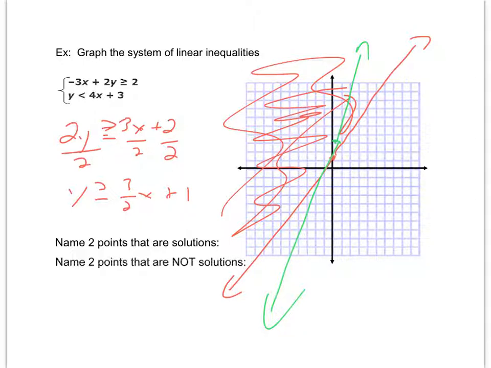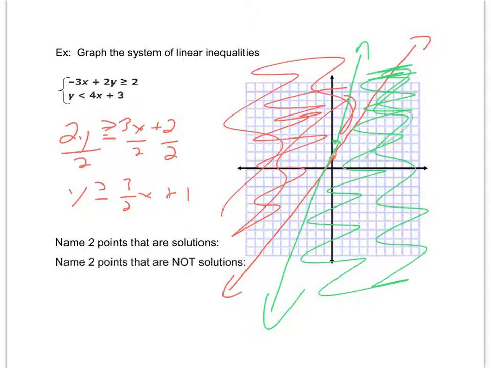So I can throw in the ordered pair (0, 0). So I'm going to do that right now. y is less than 4 times 0, which is 0, plus 3 is 3. Is 0 less than 3? The answer is yes. So therefore I'm going to shade everything where (0, 0) worked. And I need my green pen, sorry. That region works for the green line.